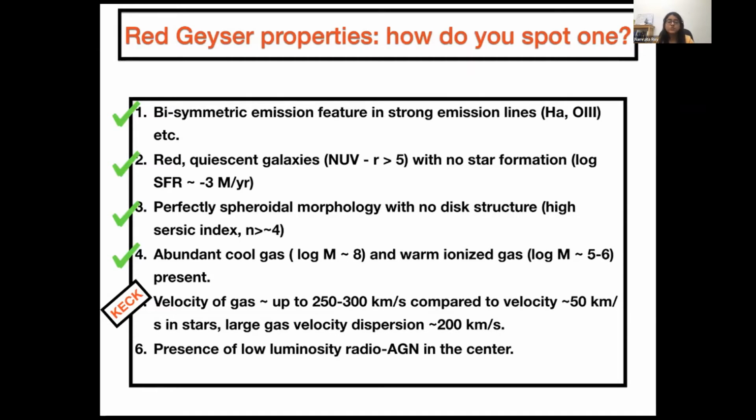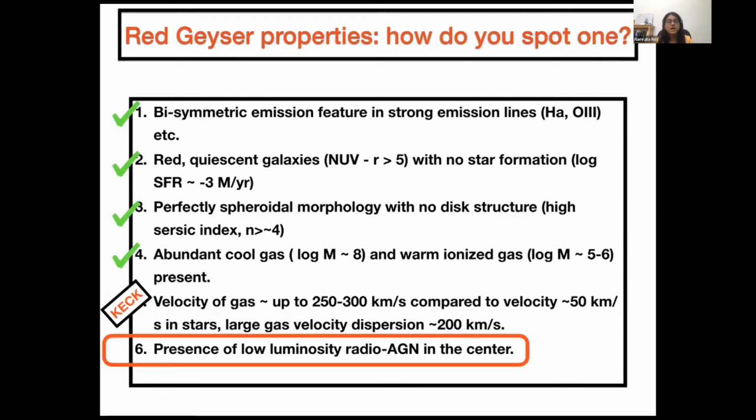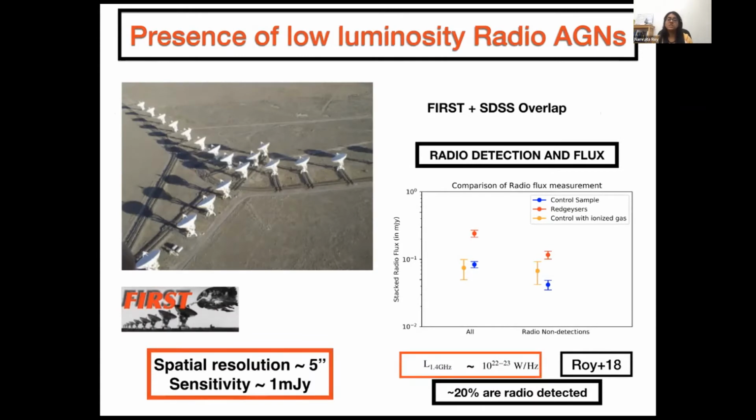Finally, these galaxies also show low luminosity AGN at the center. And how do we know that? For that, we looked at the VLA FIRST radio continuum data. And we found, I'm not going into the details, that the red geyser sample shows a much higher radio detection rate, as well as a much higher stacked radio flux value, compared to the control sample that we constructed by matching in global properties. Again, the details are in this paper, but we concluded that these galaxies have low luminosity radio AGN in them with an average luminosity of about 10 to the 22 to 10 to the 23 watts per hertz.